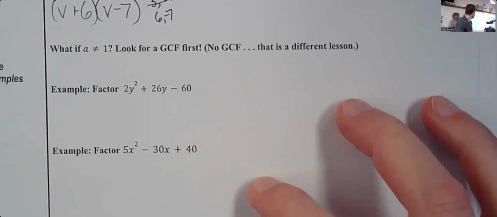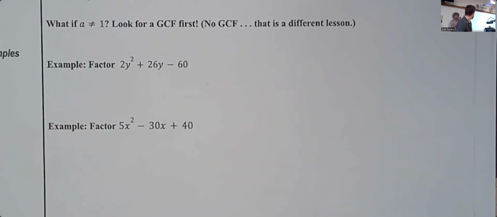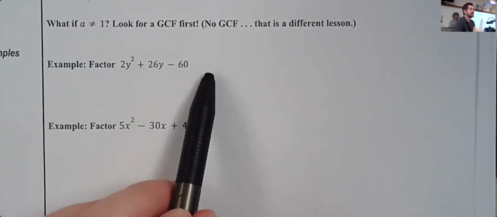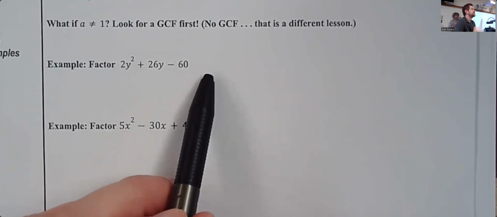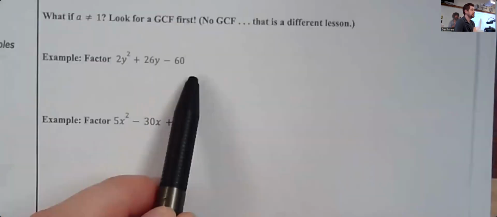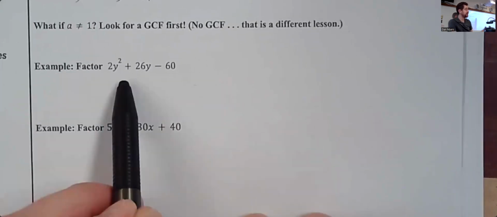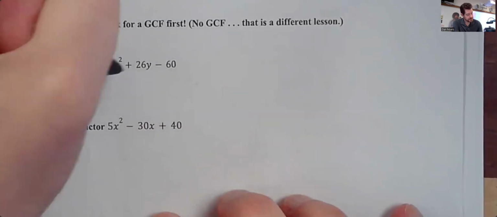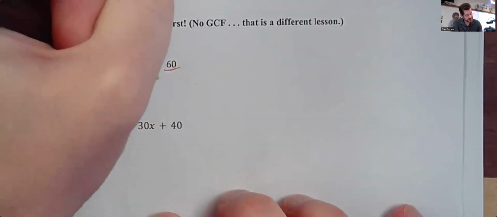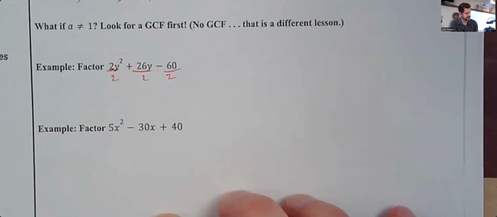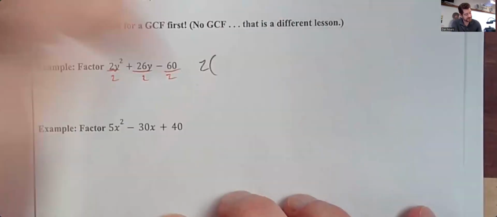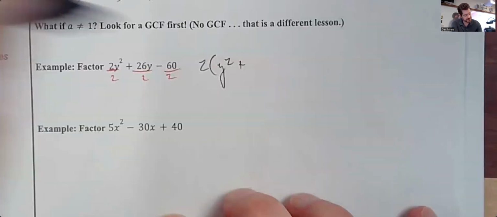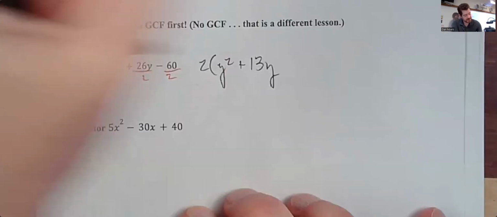However, once we get down here, is there a common factor between 2y squared, 26y, and 60? Is there a number we can divide out of all those? 2. Yeah, those are all divisible by 2. So if we divide out 2, get that 2 out of there first. So just divide everything by 2, and that'll give us 2 times y squared plus 13y minus 30.